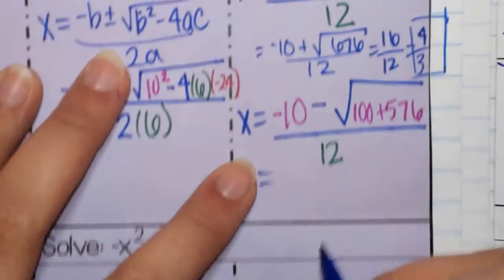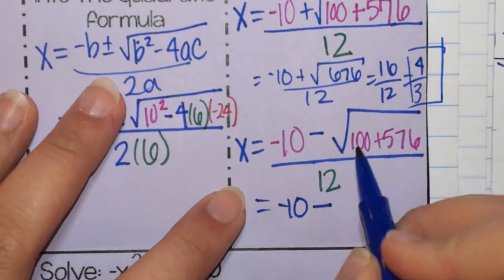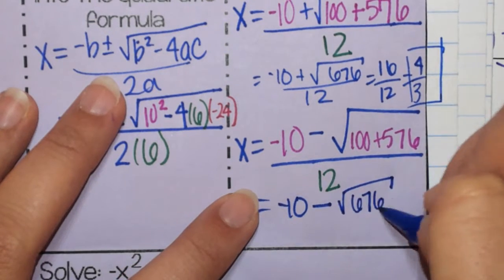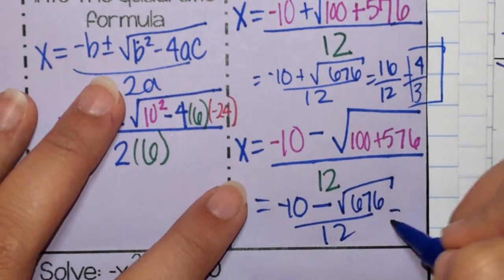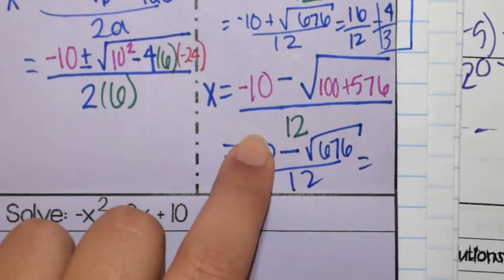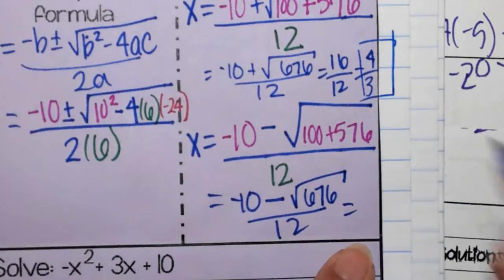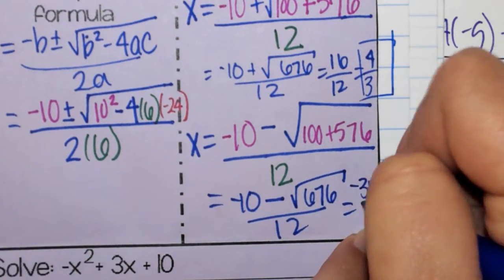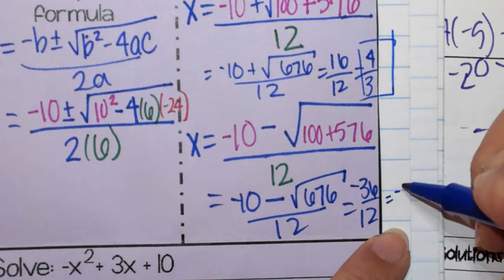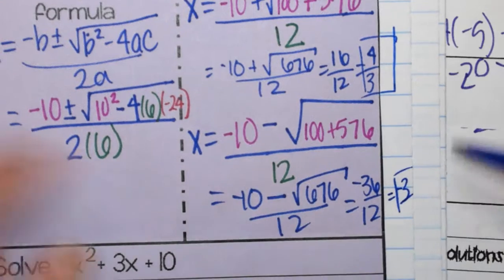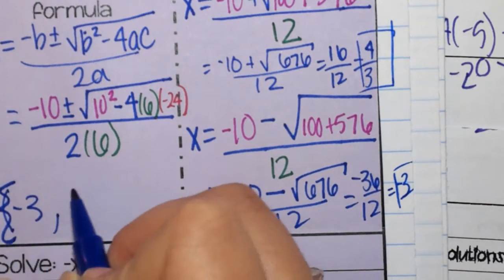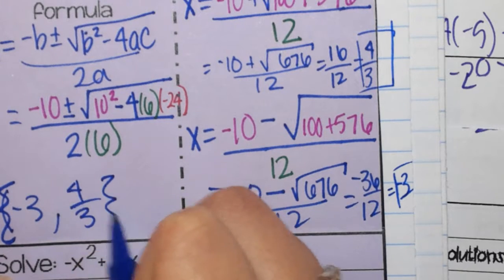Alright. We have negative 10 minus, what's 100 plus 576? Divided by 12. Alright, what's the square root of 676? 26. What's negative 10 minus 26? Negative 36. What's negative 36 divided by 12? Negative 3. So our answers are negative 3, brackets, not parentheses, and 4/3.